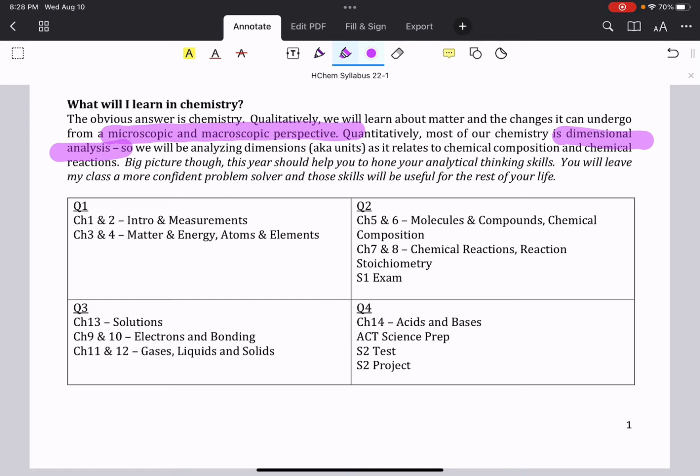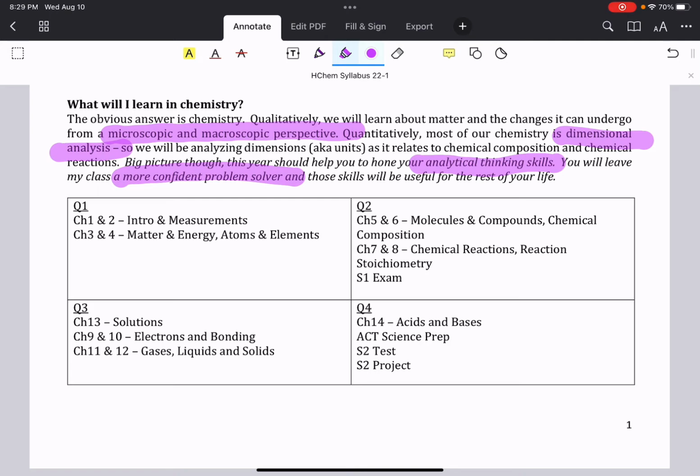The big takeaway from chemistry, because some of you may be like, well, I don't care about chemistry. I don't plan to do science, which is fine. That's great. But what chemistry teaches you is it helps you with your analytical thinking skills. Every single person should leave my class a more confident problem solver, in that you can look at something, figure out what you know, where you're trying to go, and how you can get there. And that's a huge life skill, right?